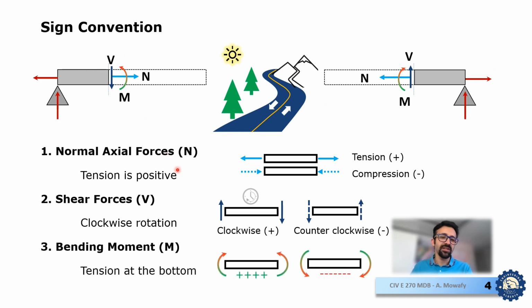For the bending moment, it's a bit easier. The positive is a bending moment that causes tension at the bottom. So if we study the right portion, it will be in clockwise rotation, and vice versa for the left one.